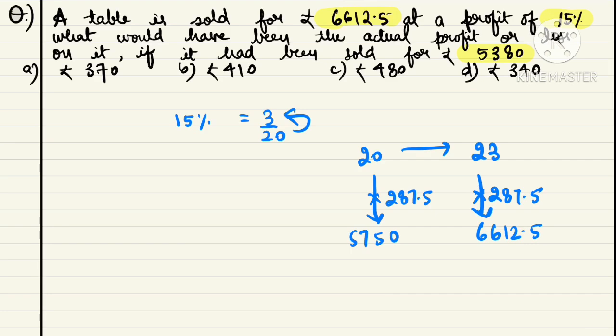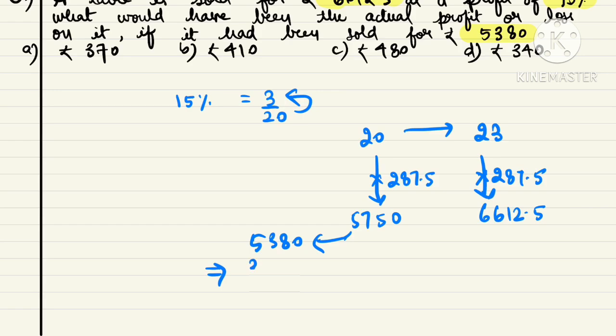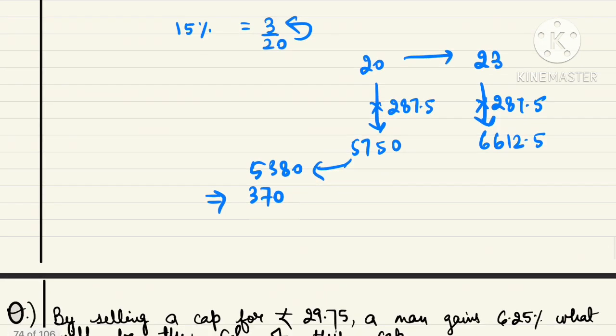Fine. Now it has been sold for rupees 5,380. So as we can see directly here, there is definitely a loss. Okay, it's asking in rupees only. So what will be your answer? We'll subtract it, 5,750 minus 5,380. So we will get 370. So option number A will be your answer. Fine. Let's move to the next question.